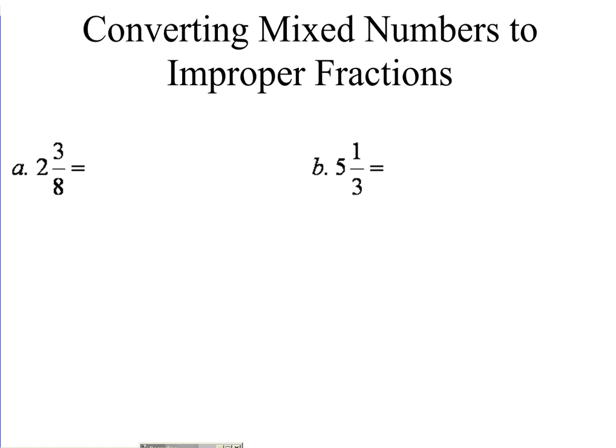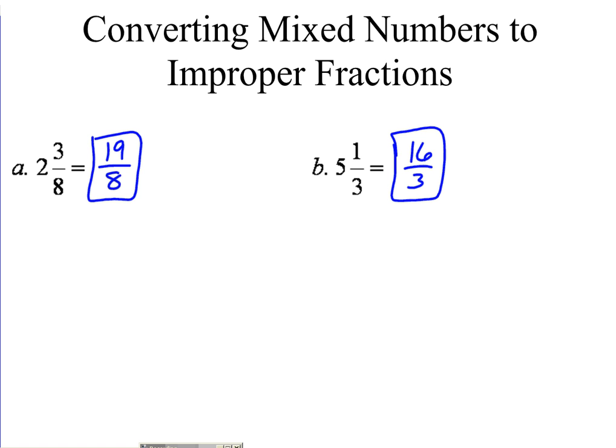Converting mixed numbers to improper fractions, 2 3/8. To do this by hand, we take the denominator, 8, times the whole number 2. 8 times 2 is 16. 16 plus 3 is 19, so we would get 19/8. 5 1/3, I would take the denominator 3 times the whole number 5. 3 times 5 is 15, plus the numerator is 16, and we would get 16/3.